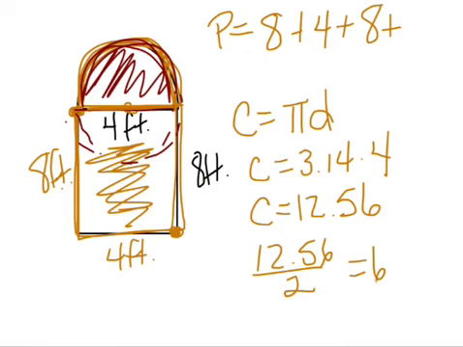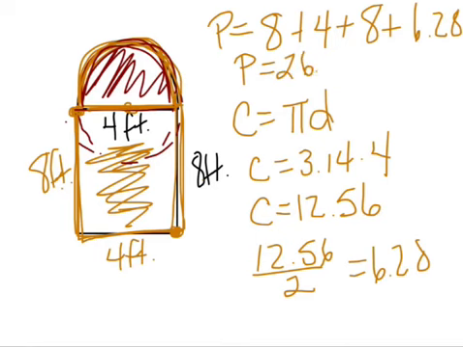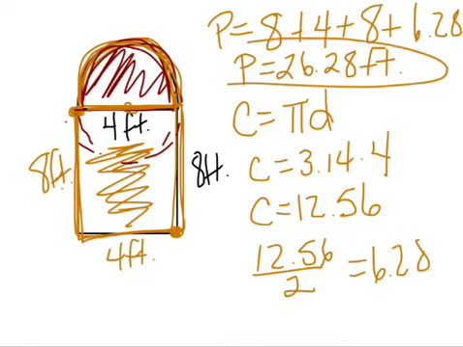I get 6.28. So if I walked around the whole thing, I've got 8, 4, 8, and then 6.28. Plugging those into my calculator, 8 plus 4 plus 8 plus 6.28, I get that my perimeter is equal to 26.28 feet. So when you get a composite figure like this, it's a matter of just breaking it down into the pieces that you know you can find, that you can solve. So that's my perimeter.